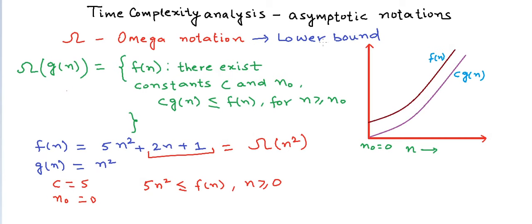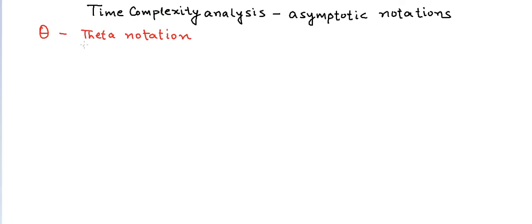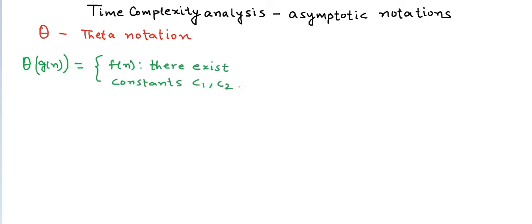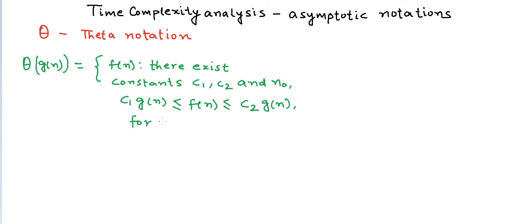And let us now see the third asymptotic notation, which is called theta notation. The definition for this notation is that if we have a positive function g(n) that takes positive argument n, then theta of g(n) is defined as the set of all the functions f(n) such that there exist constants c1, c2 and n naught for f(n) such that c1 times g(n) is less than or equal to f(n), which is less than or equal to c2 times g(n) for all n greater than or equal to n naught.